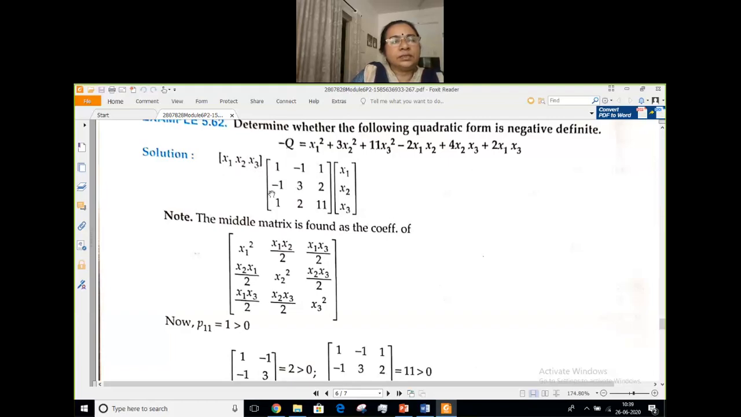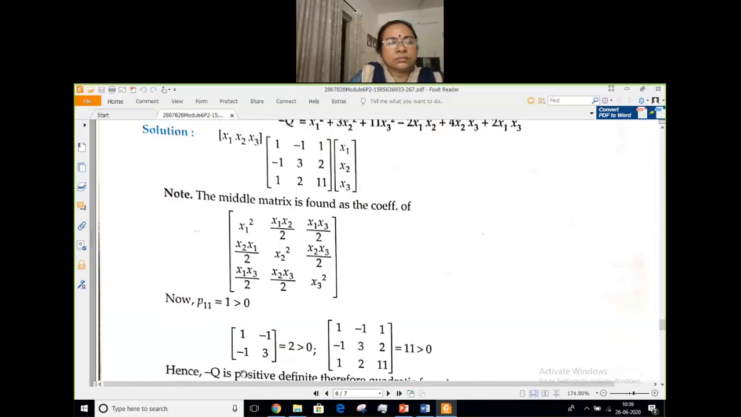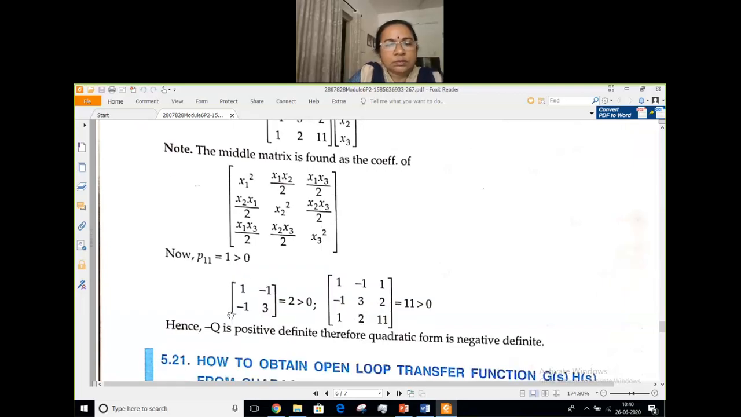You will be getting a matrix as x1 square. Multiply all these things, you will be getting x1 x2 by 2. This way. You copied the question. Then find all the principal minors of P. Find whether it is greater than 0. Hence minus Q is positive definite. Therefore the quadratic form is negative definite.